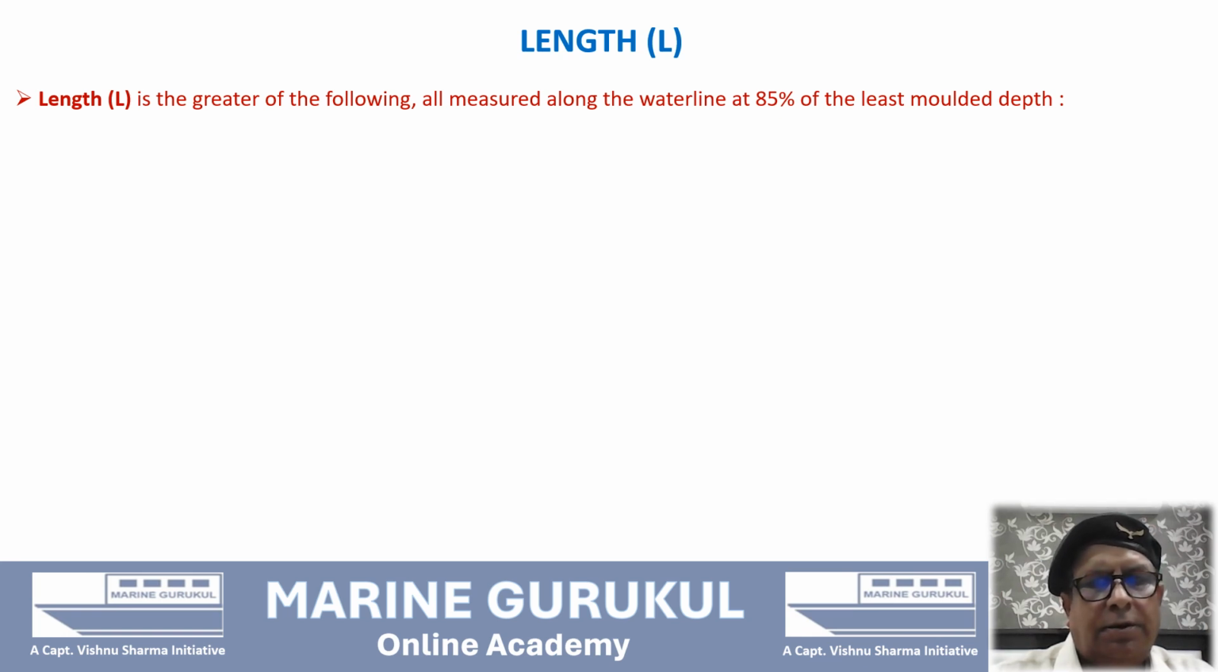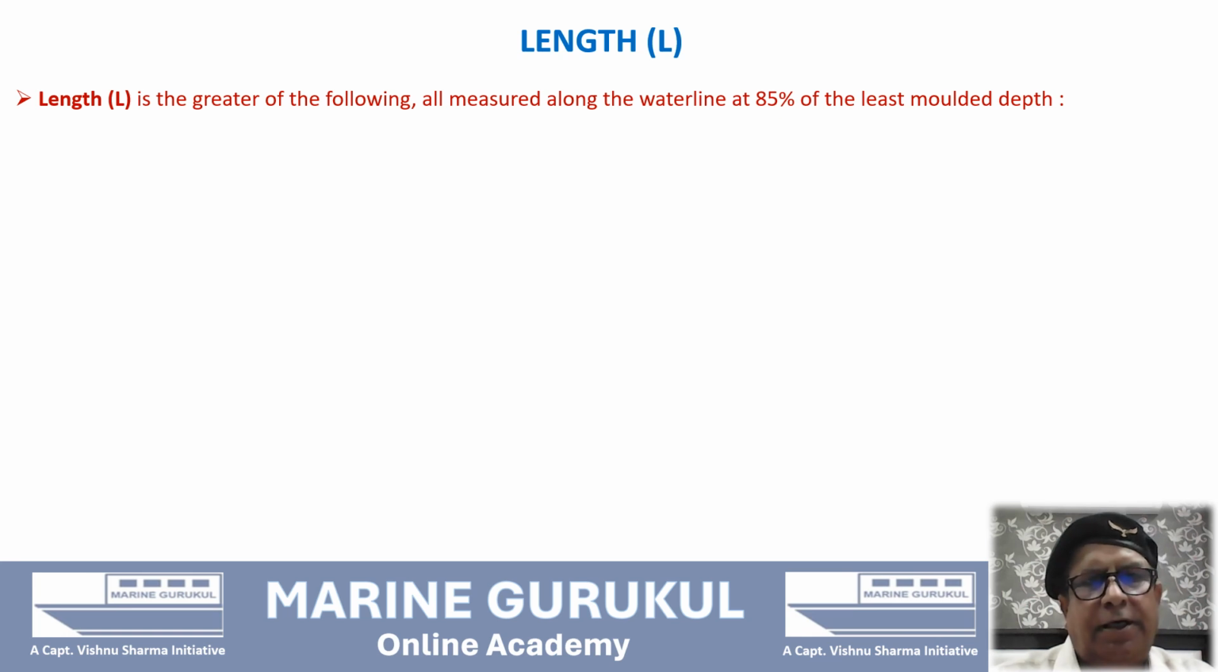Length shall be the greater of the options that follow. So there are two options. The greater of the two shall be taken as the length, and both of them measured at what level? They are both measured along the water line at a draft equal to 85% of the molded depth.